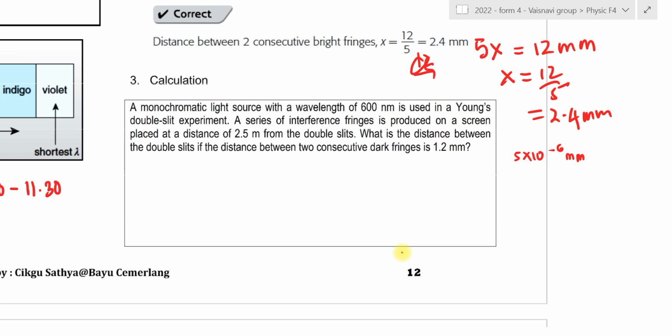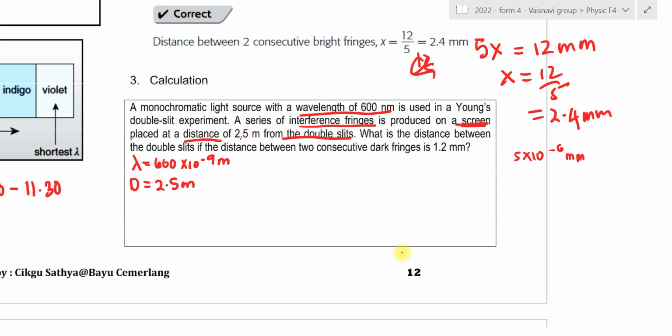Okay. A monochromatic light source with wavelength 600 nanometer. So lambda is equal to 600 nano na 10 to the power of negative 9. Is used in the Young double slit experiment. A series of interference fringe is produced on a screen placed at 2.5 meter. See, a series of interference fringe is produced on the screen placed at the distance from double slit. Jadi jarak antara screen dengan double slit is D, which is equal to 2.5 meter.